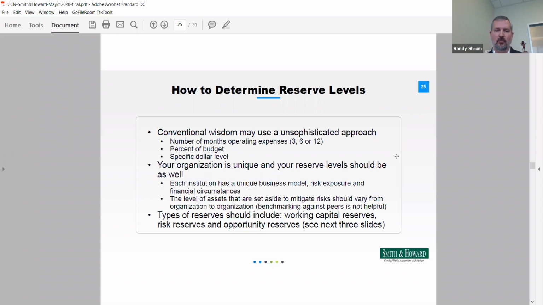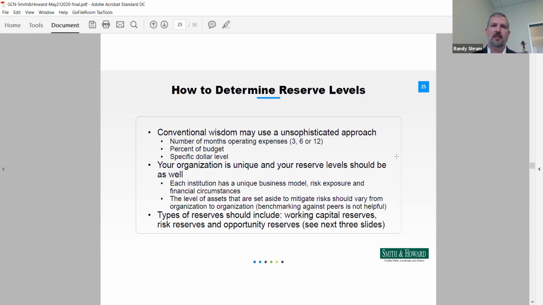If you're going to develop that reserve policy, conventional wisdom may say, I'll just use an unsophisticated approach. Maybe it's 3, 6, 12 months. Maybe it's a percent of budget, or this amount just seems right. But really, your organization is unique. You're going to have different risk exposures, different financial circumstances. So your reserve level really should be unique as well. And benchmarking against your peers is not going to be helpful.